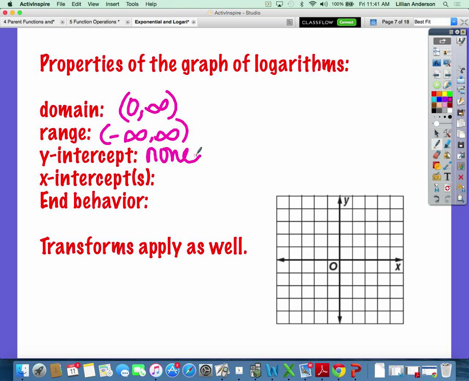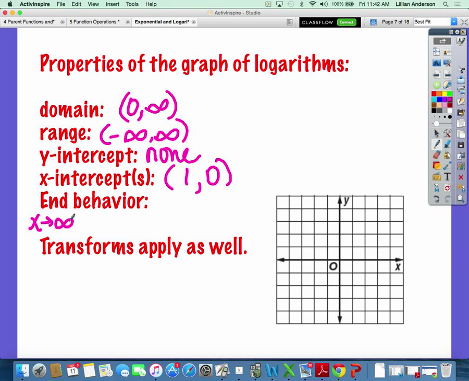Everything's flipped. Exactly. Logarithms and exponentials are inverses of each other. That's why the domain of a logarithmic function is the range of an exponential, and the range of a log is the domain of the exponential. We have no y-intercepts. What are our x-intercepts? Not 0, 1, but 1, 0.